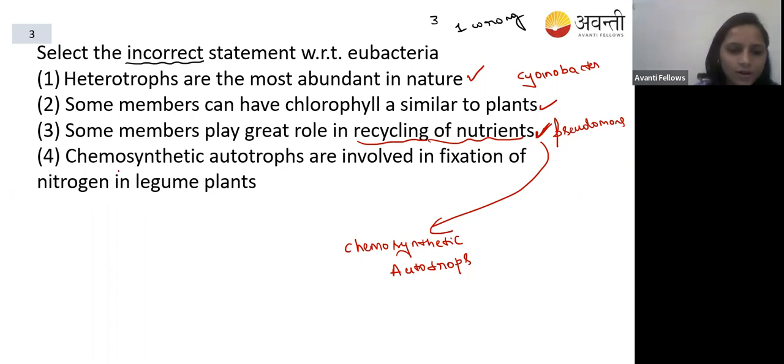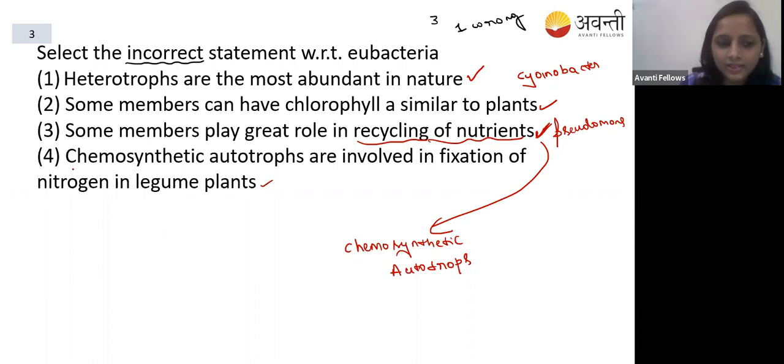Let us see what they're asking. Chemosynthetic autotrophs are involved in fixation of the nitrogen in the legume plant. You know what happens in the legume plant? We call it a symbiotic association. Here the bacteria gets the benefit from the plant and the plant gets the benefit from the bacteria, which fixes the nitrogen. What benefit does the bacteria get? It gets the carbohydrate, it gets the food. Then how can it be an autotroph? It is not possible. Yes, it is a heterotroph.